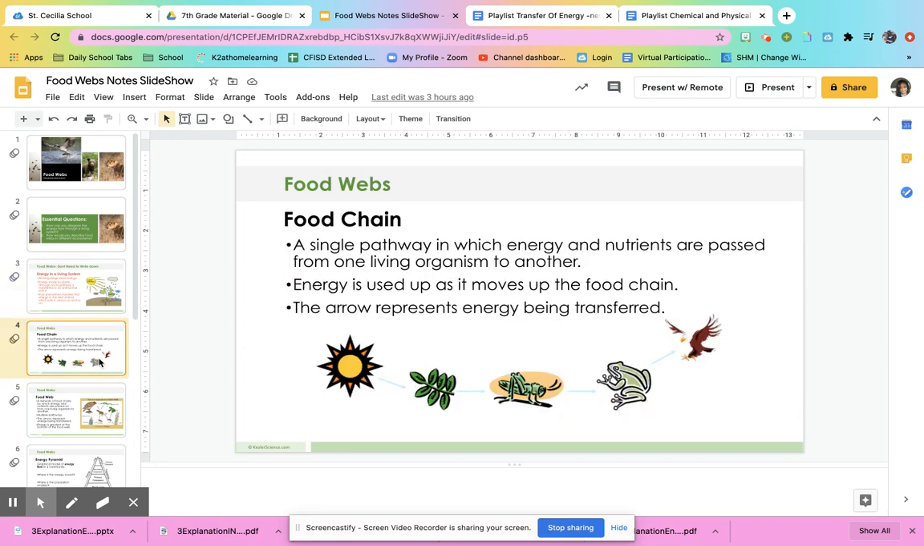So let's talk about an actual food chain. Here is a picture of what a food chain looks like. And at this point, you have drawn one yourself and you've done these in warm-ups. So it's a single pathway in which energy and nutrients are passed from one living organism to another. Energy is used up as it moves up the food chain, and the arrow represents the energy being transferred. So the sun gives energy to the leaf, gives energy to this, and this gives energy to this, and this gives energy to this. That's why I told you guys, some of you guys just had dashes, and I said make sure you guys actually draw the arrow because that is really important in food chains.